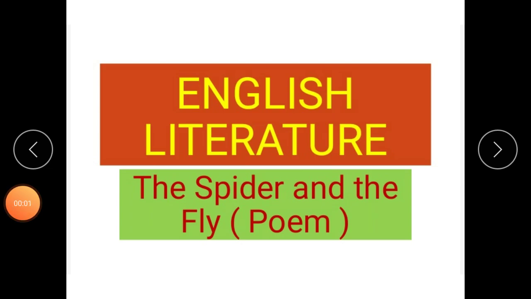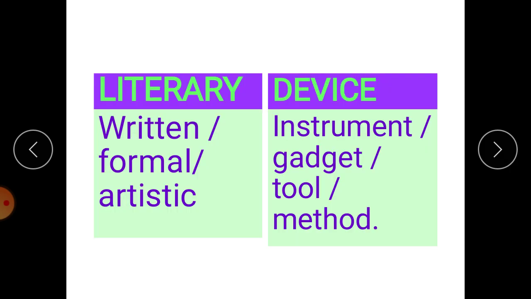Hello students, as I told you in the last presentation, we will be discussing poetic devices used in the poem The Spider and the Fly. From this discussion, you will understand poetic device or figure of speech or literary device. There are more than 30 such devices in English, but in this presentation I will be discussing only those which are used in the poem The Spider and the Fly.